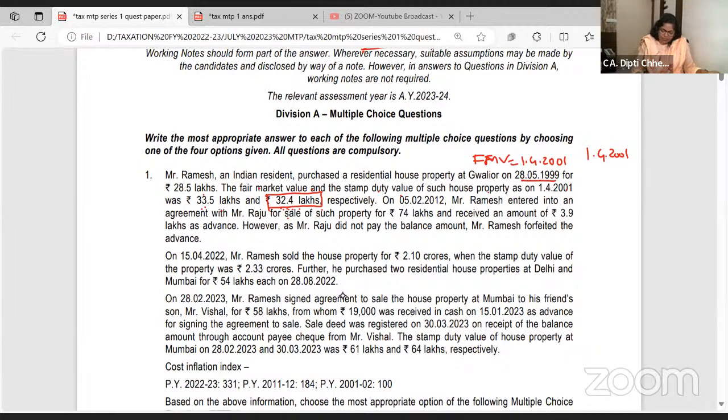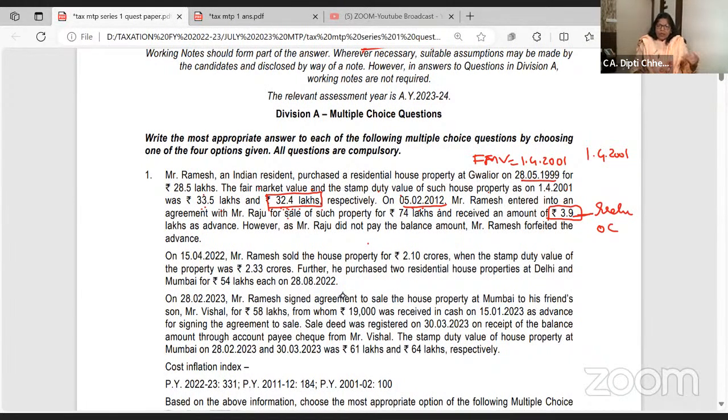On 5/12, Ramesh entered into an agreement to sell the property to Raju and he took token money. However, Raju did not pay and the deal was cancelled. So is this token money taxable? Yes. But what was the date? 5th February 2012. If the token money is forfeited, then this is to be reduced from the original cost.